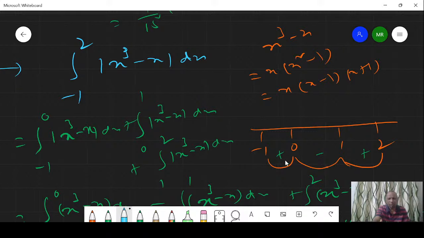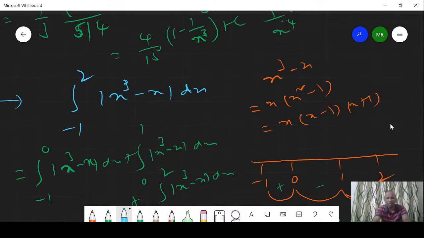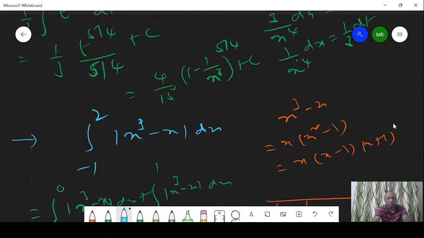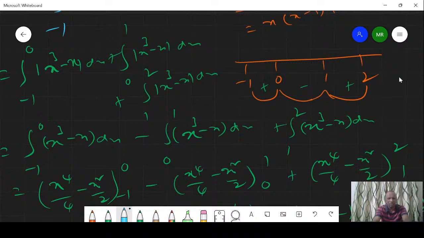Between minus 1 and 0 it gives positive, between 0 and 1 it gives negative, between 1 and 2 it gives positive. Since mod x equals x when x is positive, and mod x equals minus x when x is negative. Using that concept, I have simplified this. Between minus 1 to 0, positive, write x cube minus x. Between 0 to 1, negative, take minus of x cube minus x. Between 1 to 2, positive, x cube minus x.